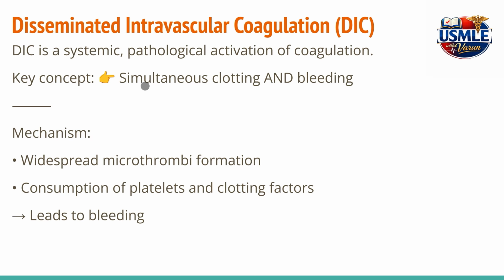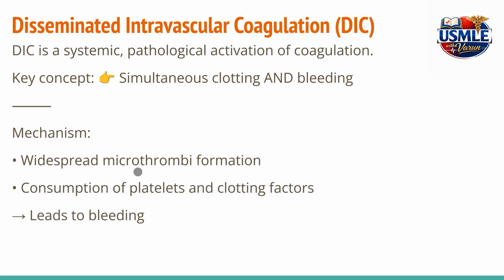Now let's try to understand disseminated intravascular coagulation. This DIC is a systemic activation of coagulation. The key concept is that both clotting and bleeding occur simultaneously whenever there's mention of DIC. The clotting factors and platelets are consumed, which leads to bleeding. So you can also describe it as a case of consumptive coagulopathy.